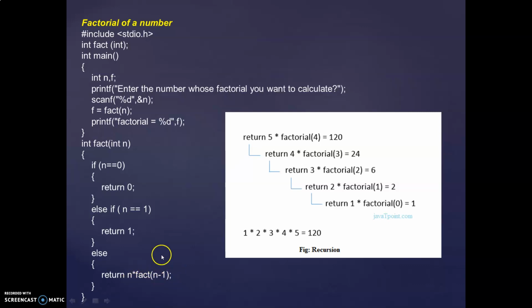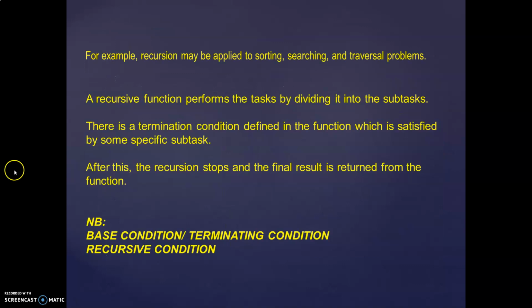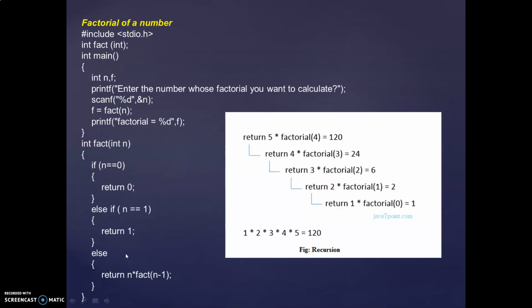So return 0 means it will go here again to this function, recursively called. When n equals 0, I have given a condition: it will return 0. There are two things in recursion. One is called the recursive condition. The second one is called the terminating condition or base condition. I have given this in the note below: one is the base condition or terminating condition, the second one is the recursive condition.